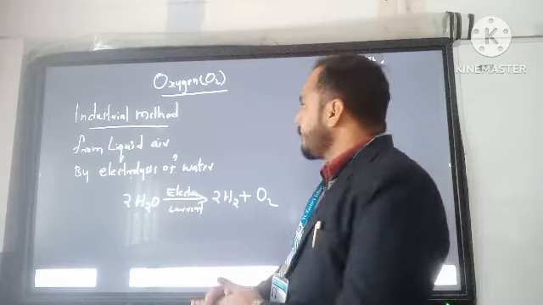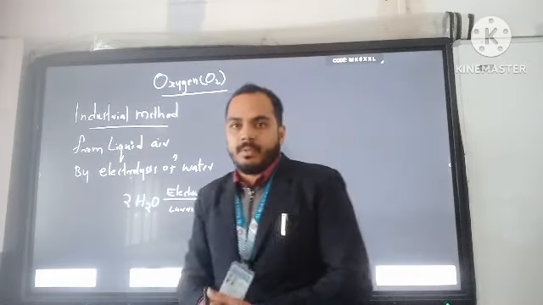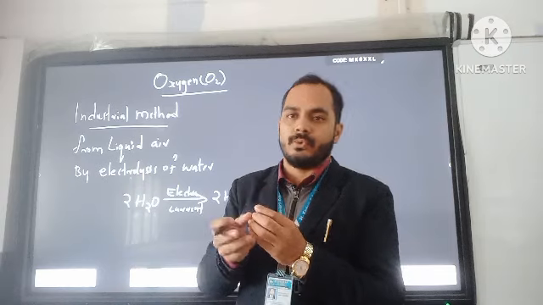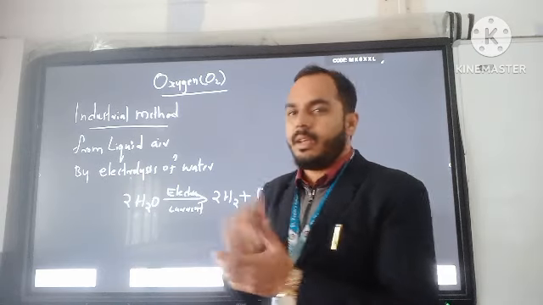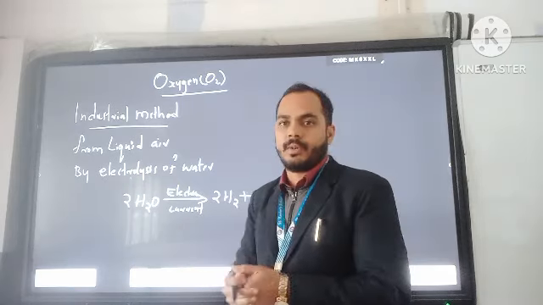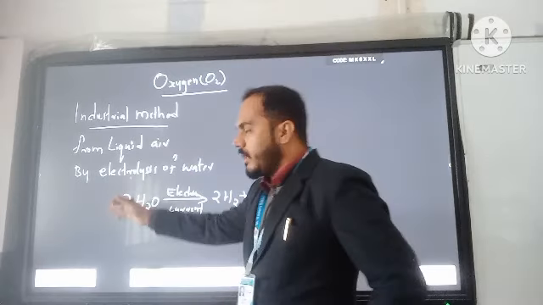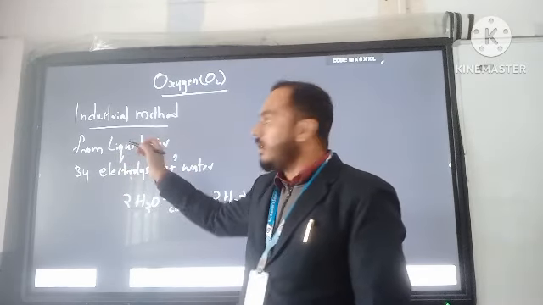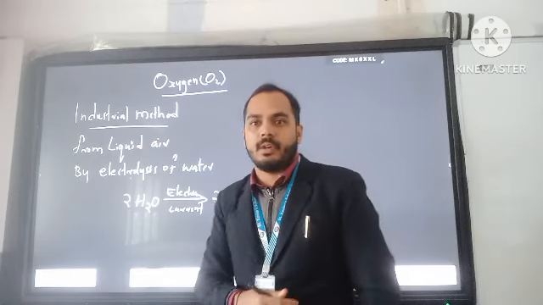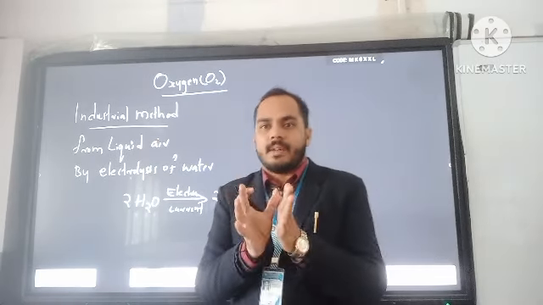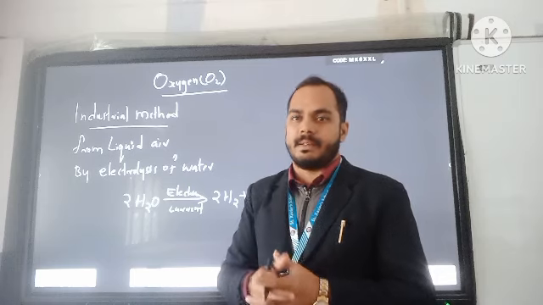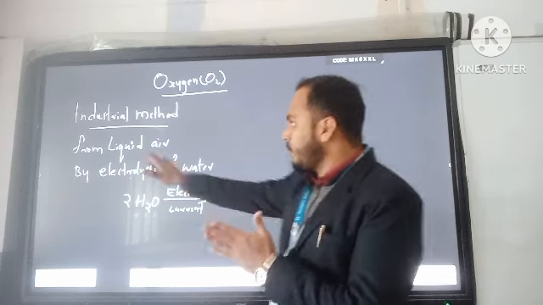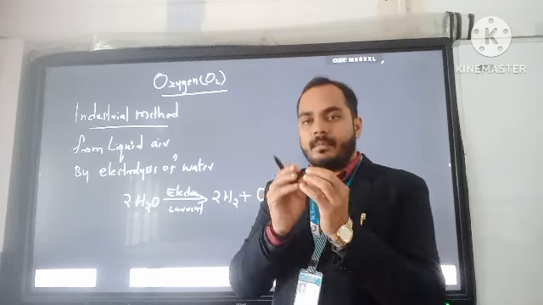And the next one, the industrial method. Next, we are going to check how we can separate or manufacture the oxygen by industrial methods. There are two methods given here. The first one, we can easily separate the oxygen from liquid air. Air means a mixture of different gases, and during this process we want to separate the oxygen.